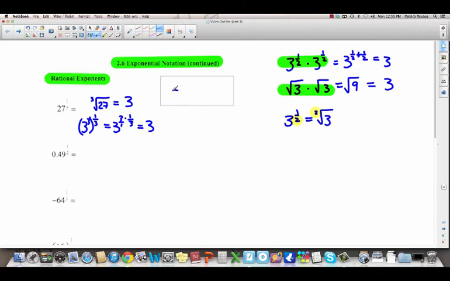By the way, I forgot to write this, the actual rule. Any number to the 1 over n exponent is equal to the nth root of the base a. Okay, let's do another one.